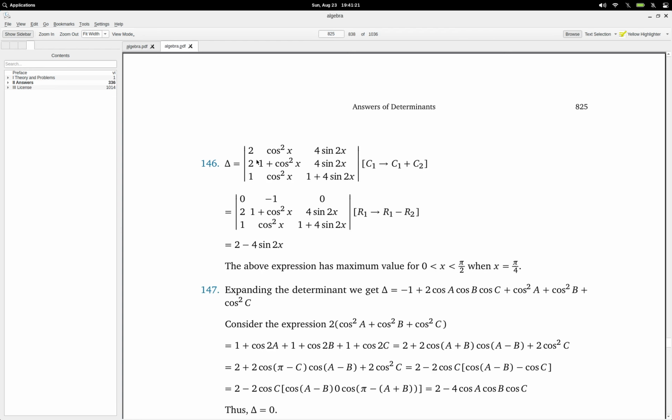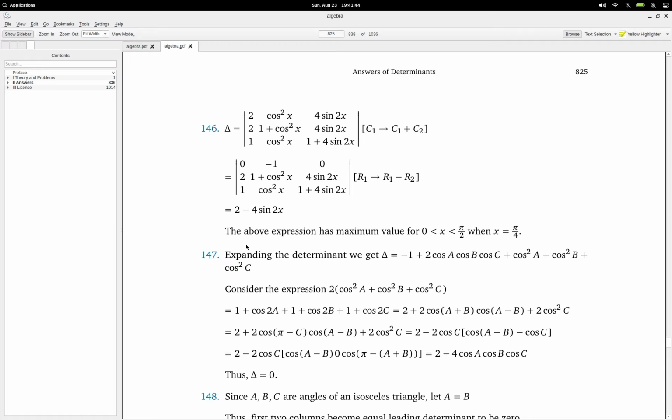So here we perform column 1 is equal to column 1 plus column 2. We get 2, 1, cos square x, and the other two columns remain the same basically. And once we have that, we perform R1 is equal to R1 minus R2. We get two zeros, and then we expand along minus 1. We get 2 minus 4 sin 2x. So this expression will have maximum value between 0 and pi by 2 when x is equal to pi by 4.